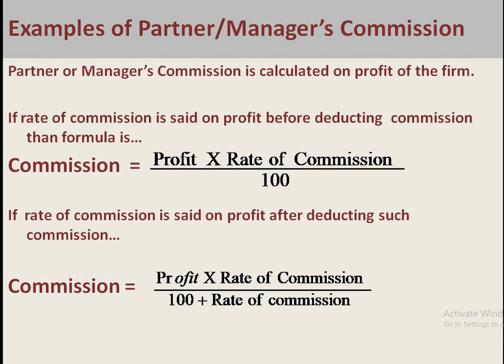In this situation, we are using this formula: profit into rate of commission, dividing by not only 100 but 100 plus rate of commission. For example, suppose the rate of commission is 5% and profit is 1 lakh, then 1 lakh into 5 upon 100 plus 5, so 105. Okay, let me check an example.